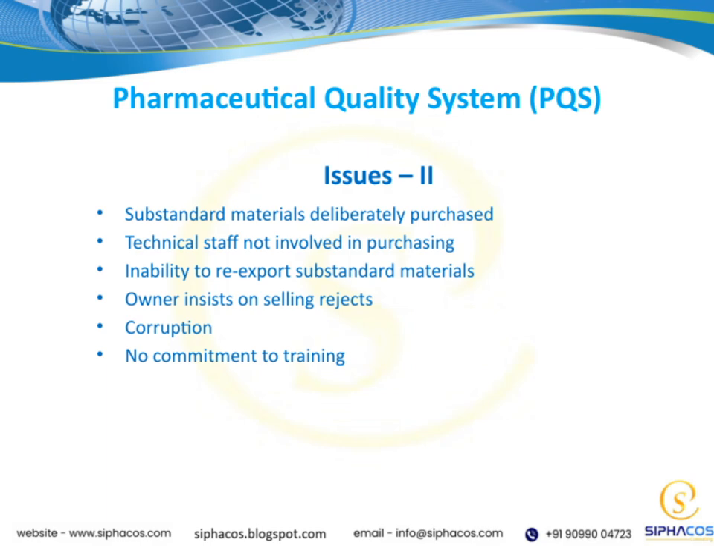We've also seen a situation where owners insist on selling rejects, which can undermine quality control and lead to the distribution of non-conforming products. Corruption remains a serious concern, affecting transparency and integrity across processes. Moreover, there's a general lack of commitment to staff training, which impacts skill levels and adherence to quality protocols.